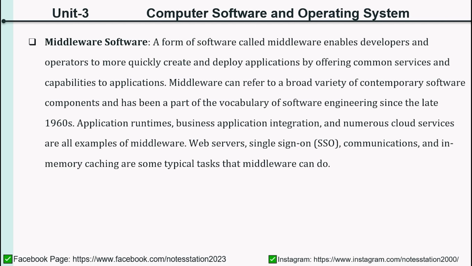Middleware software. A form of software called middleware enables developers and operators to more quickly create and deploy applications by offering common services and capabilities to applications. Middleware can refer to a broad variety of contemporary software components and has been a part of the vocabulary of software engineering since the late 1960s. Application runtimes, business application integration, and numerous cloud services are all examples of middleware. Web servers, single sign-on (SSO), communications, and in-memory caching are some typical tasks that middleware can do.